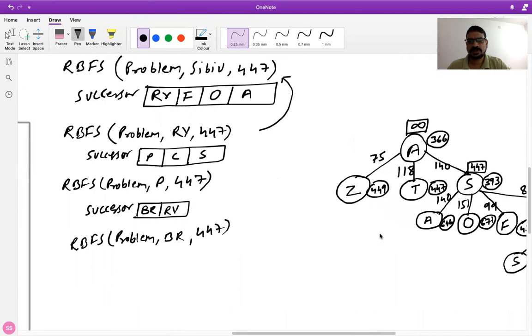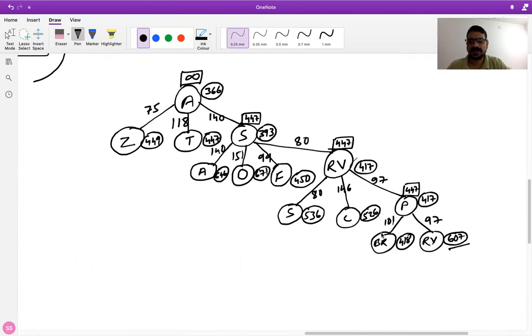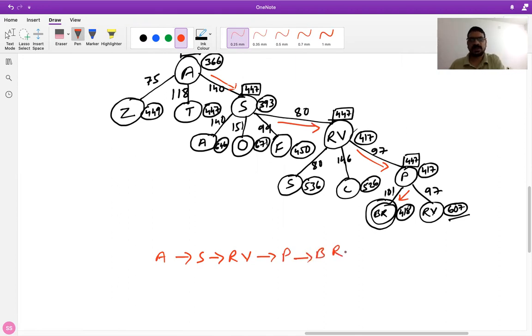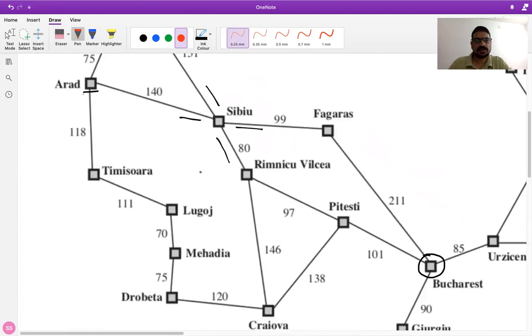Now here, your solution will be written, because we reached the goal node. This is the goal node that we have to reach. What is the path? From Arad we can go to Suboi, from Suboi we can go to Rumniki Vilaka, from there we can go to Pitesti, then we'll go to Bucharest, right? And the path cost is 418. Now you can see the diagram also.